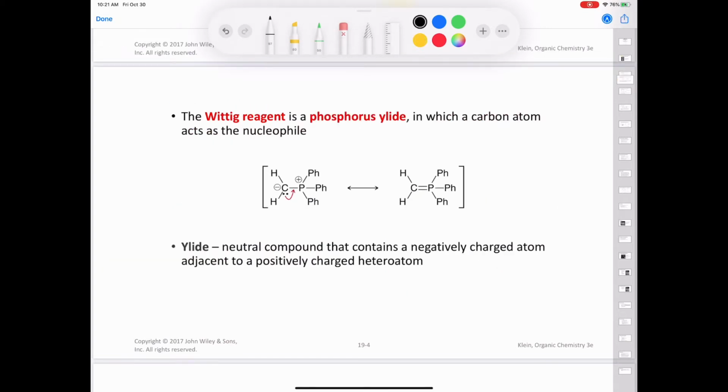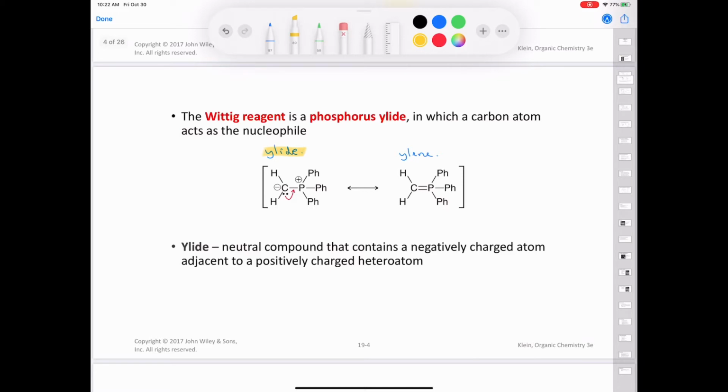A little more information about that Wittig reagent. The Wittig reagent is a phosphorus ylide in which the carbon atom acts as a nucleophile. And you can see that in this structure right here that we call the ylide, we have a negative charge on our carbon. And so it's easy to see why that carbon would be nucleophilic. Now you also see that the ylide has a resonance contributor shown here, and we call this the ylene. And in the ylene, we show a pi bond between the carbon and the phosphorus. And the greater contributor of these two resonance structures is in fact the ylide.